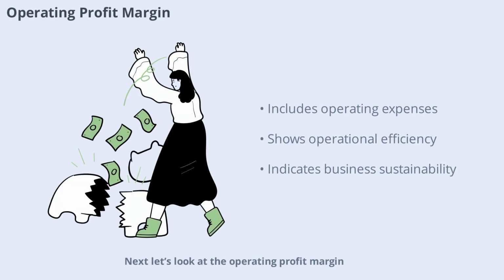Next, let's look at the operating profit margin. This ratio measures the percentage of revenue left after covering both the cost of goods sold and operating expenses, such as salaries, rent, and utilities. It reflects a company's ability to manage its core business operations efficiently. A higher operating profit margin means the company is better at controlling its operating costs and generating profit from its main activities. This ratio is particularly important for understanding the sustainability of a company's business model.